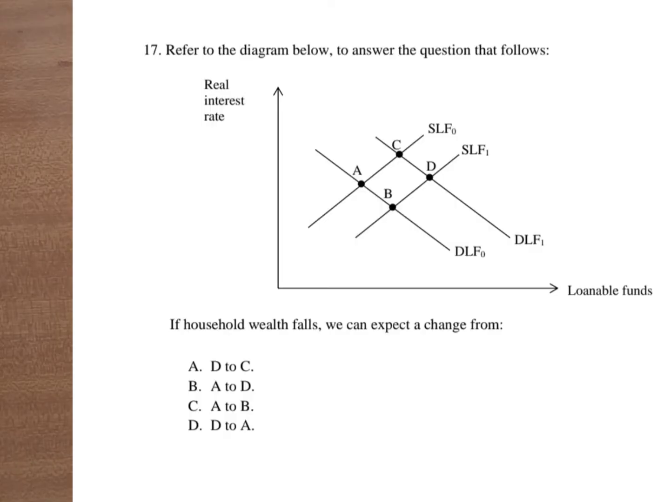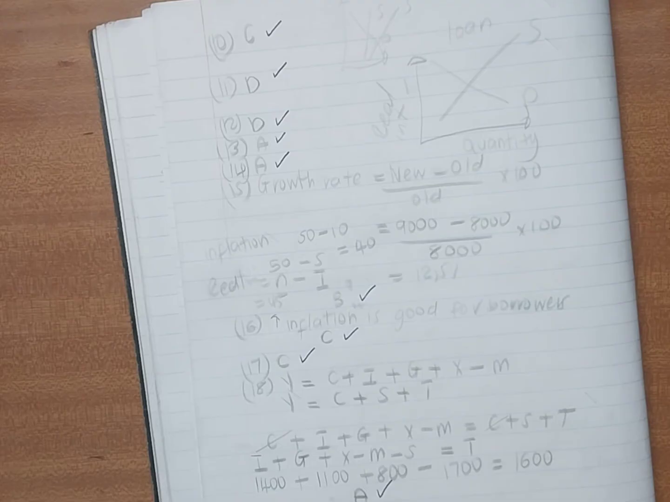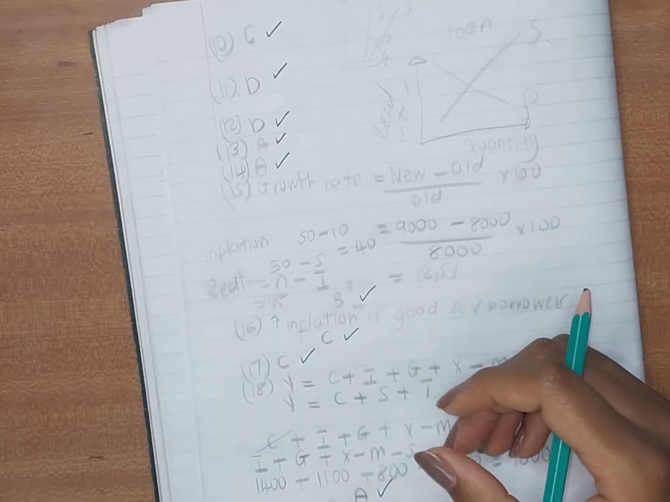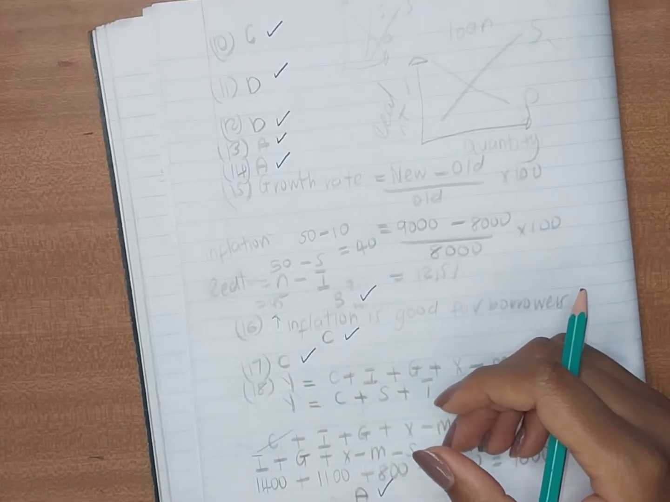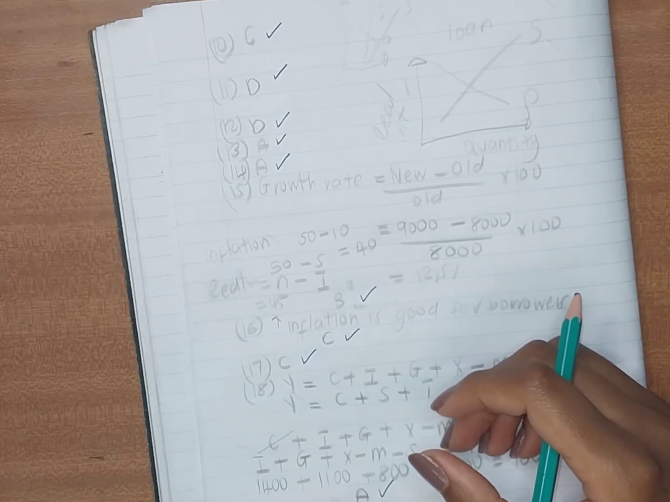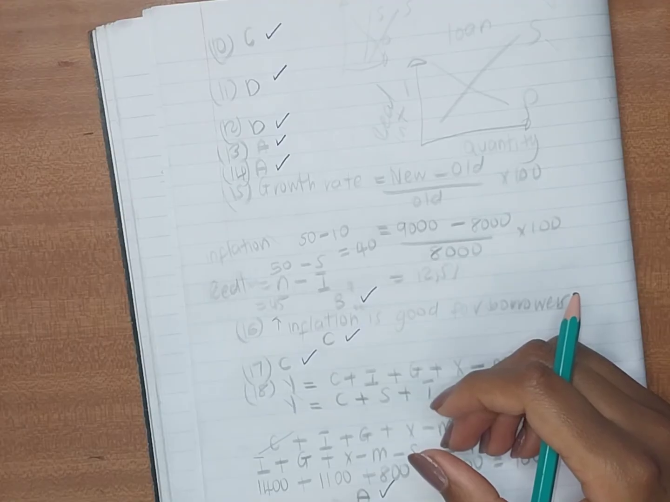Question 17 says, refer to the diagram below to answer the following question. Given the real interest rate in loanable funds, this is what I just drew here. It says, if household wealth falls. Okay, let's just think about it. If you have money and you are wealthy, wealth is the accumulation of your income, right? So if you are wealthy, you are not going to have the incentives to save. It means that the supply of your savings is going to be low. However, if you are less wealthy, you are going to have the incentives to save because you don't know what's going to happen in the future for you, right?